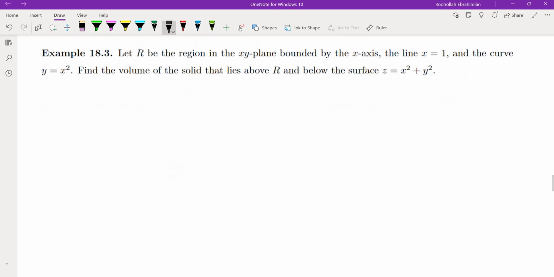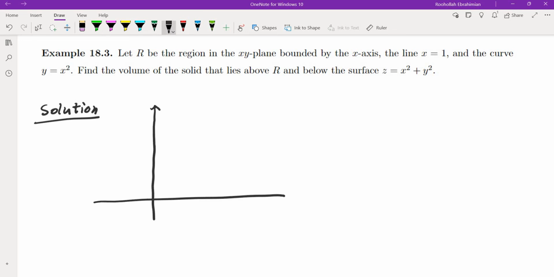Okay, let's do a couple of examples on this. So we'll look at this region that is in the xy plane, bounded by the x-axis. So I will draw the region. It's bounded by the x-axis, that horizontal axis, bounded by the line x equals 1, and also bounded by the curve y equals x squared. So this point is right here. So the region is exactly this region.